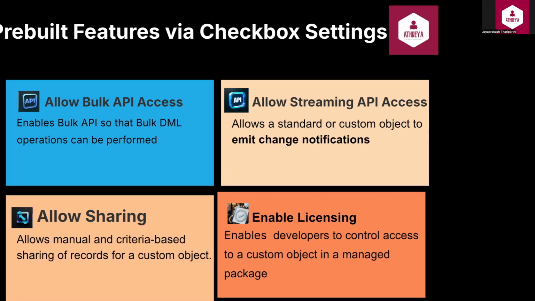Let us say you have a custom object project. With Allow Sharing enabled, you can set the organization-wide default to private. You can then create a sharing rule that shares any project record where region equals APAC with users in the APAC sales role. You can also write Apex code to manually share specific records with selected users.